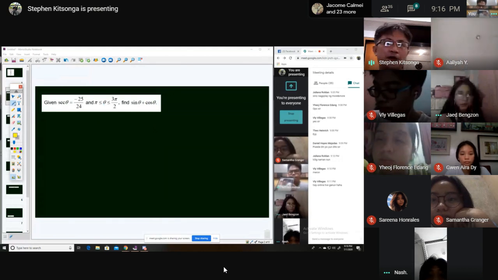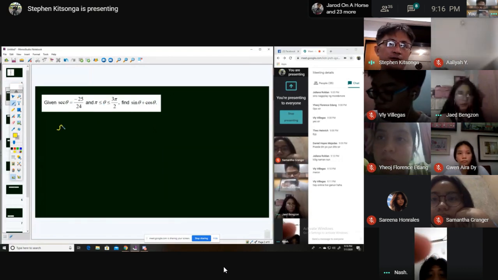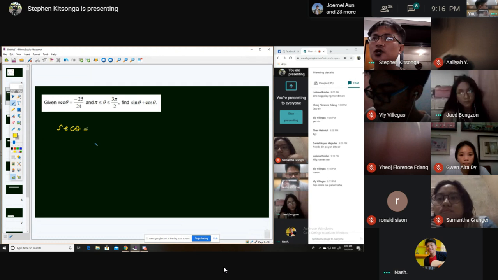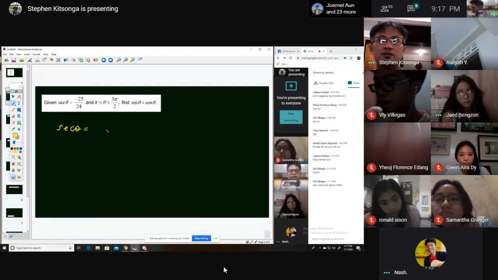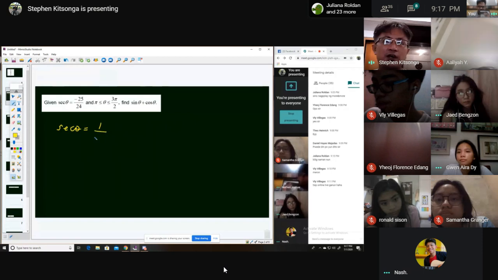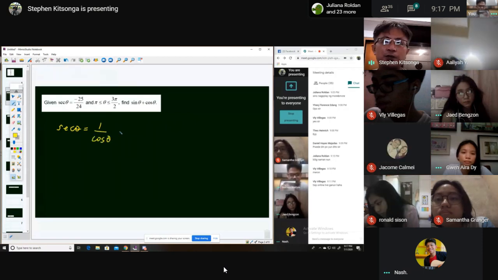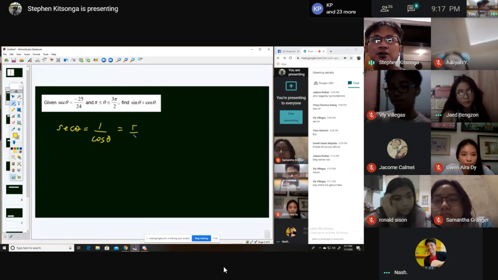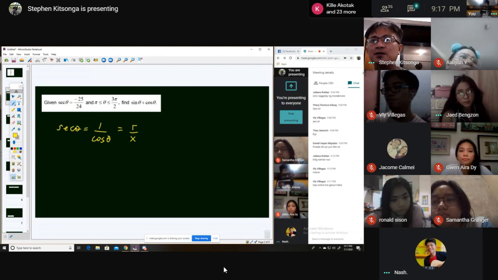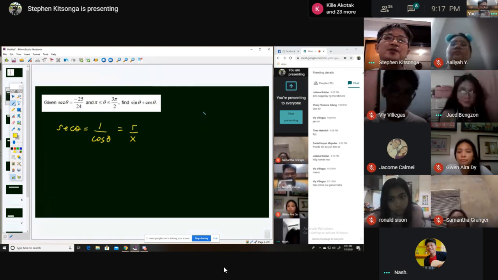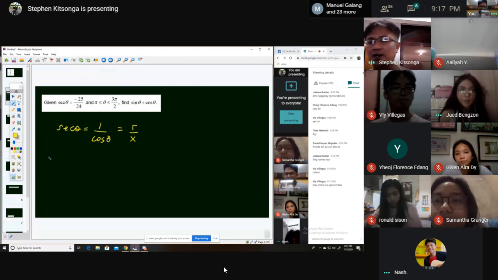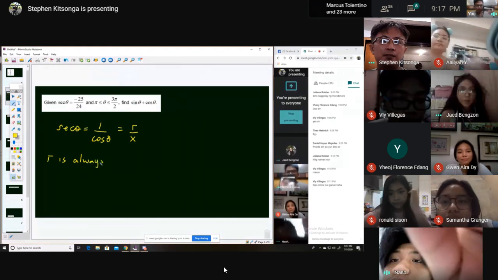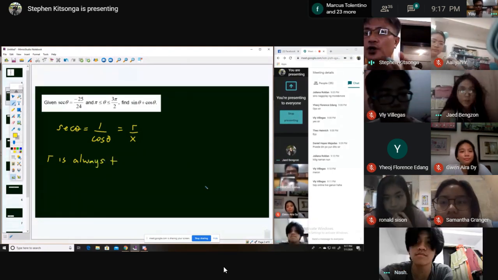So, second, di-define natin ulit. You know that second is the reciprocal of what trigo function? Cosine. So, this is 1 over cosine. If you're familiar with cosine, na-define na natin last time as x over r, it follows that this is r over x. Clear ba yun? Now, remember in trigo, guys, r is always positive. In the Cartesian coordinate system, r is always positive.